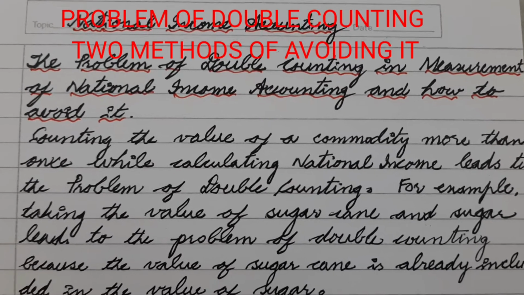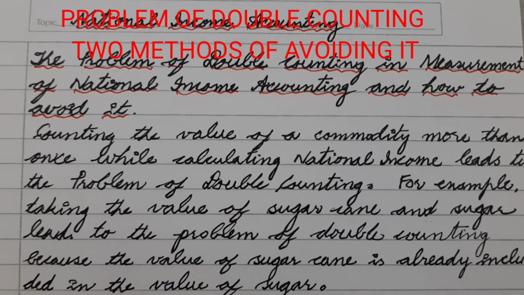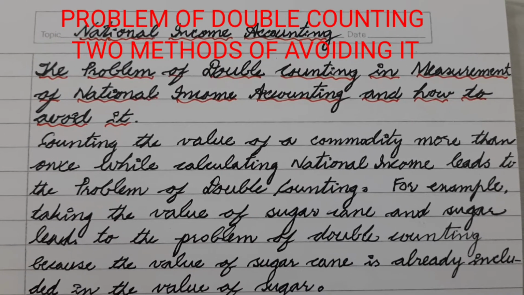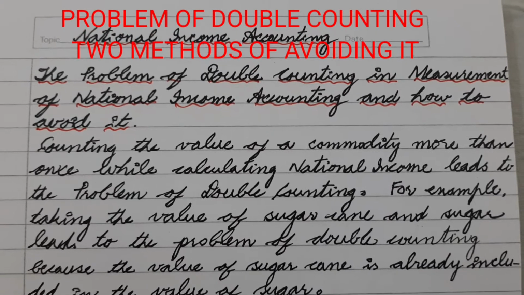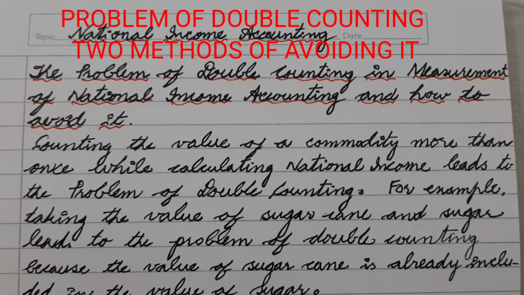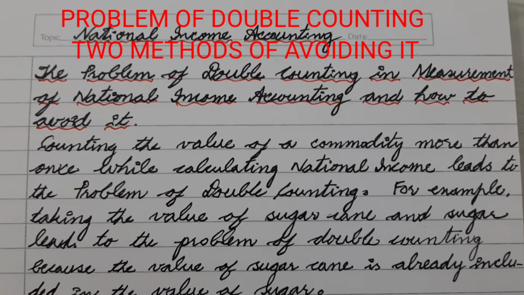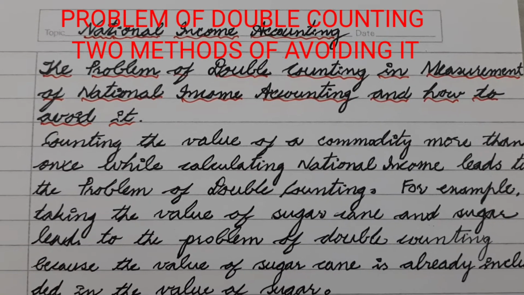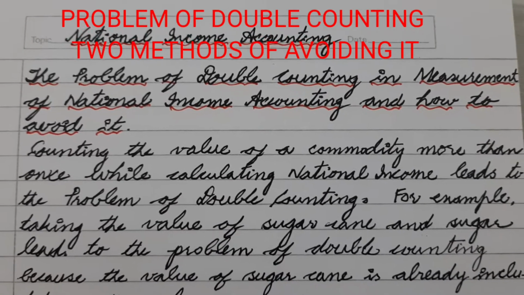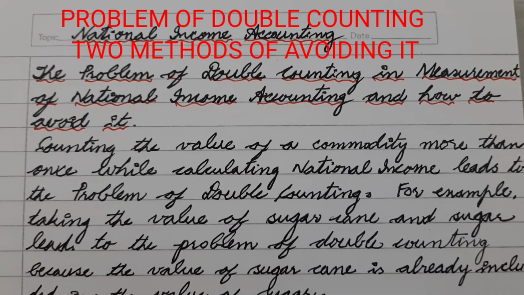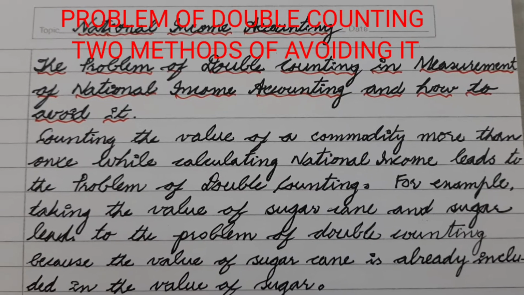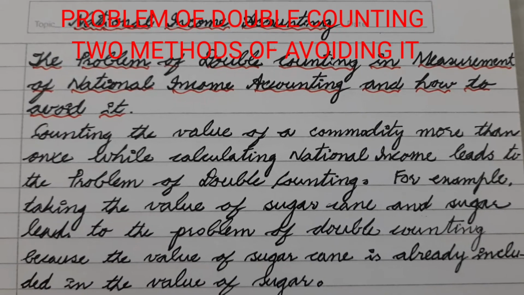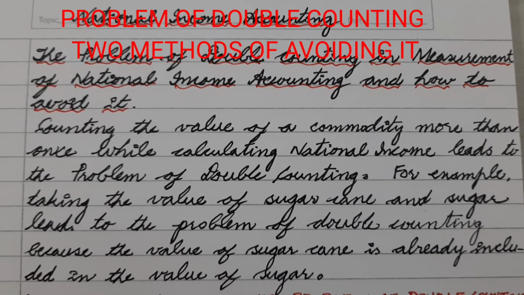Today we'll be discussing another very important topic in the measurement of national income accounting. We always come across the problem of double counting while calculating national income, how to avoid it. What exactly is the problem of double counting? As you know, if we take the value of a commodity more than once while calculating national income, it leads to the problem of double counting.